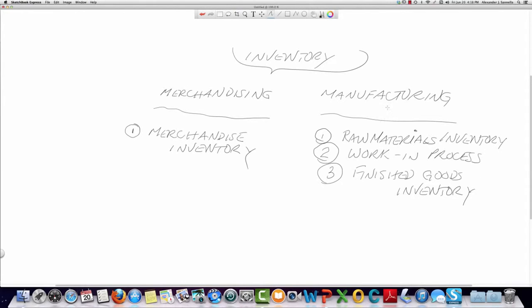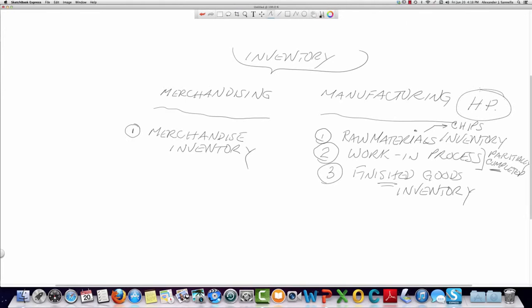So let's say that you're manufacturing laptop computers. Raw materials inventory would contain computer chips. Work in process is partially completed inventory. So at the end of the year, you may still have some inventory in process. And of course, finished goods inventory are completed.